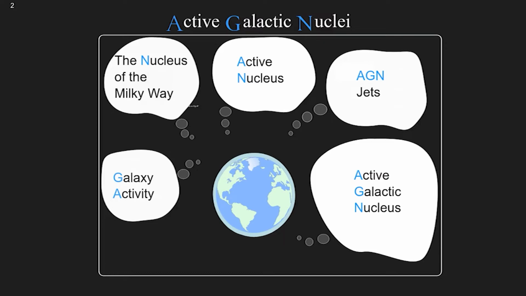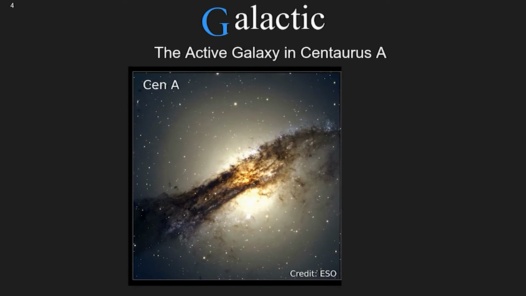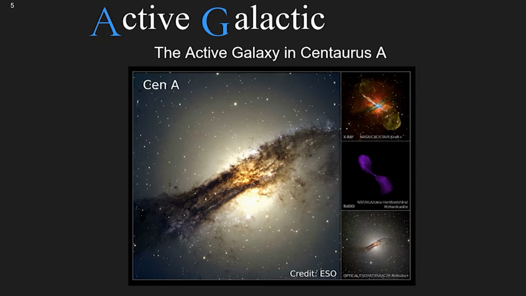Let's start with the part galactic. This is an optical image of Centaurus A, a galaxy at the southern hemisphere with a dust layer covering part of the galaxy. Its activity is characterized by a strong emissivity over the whole electromagnetic spectrum. Its center can outshine the whole stellar emission.